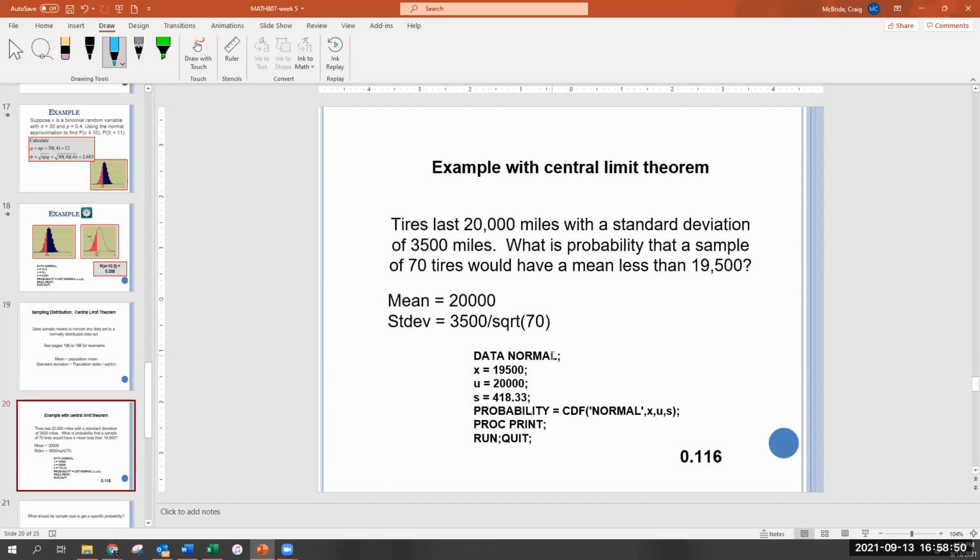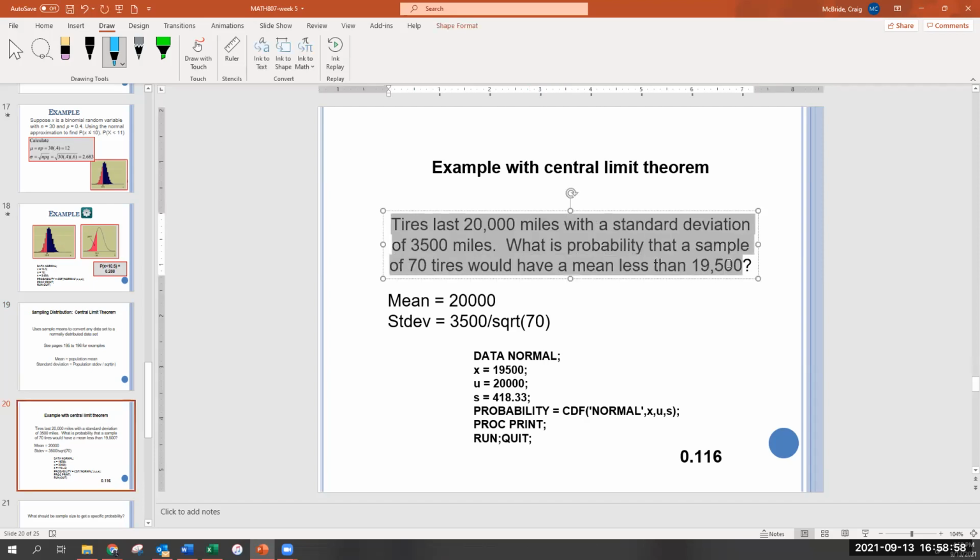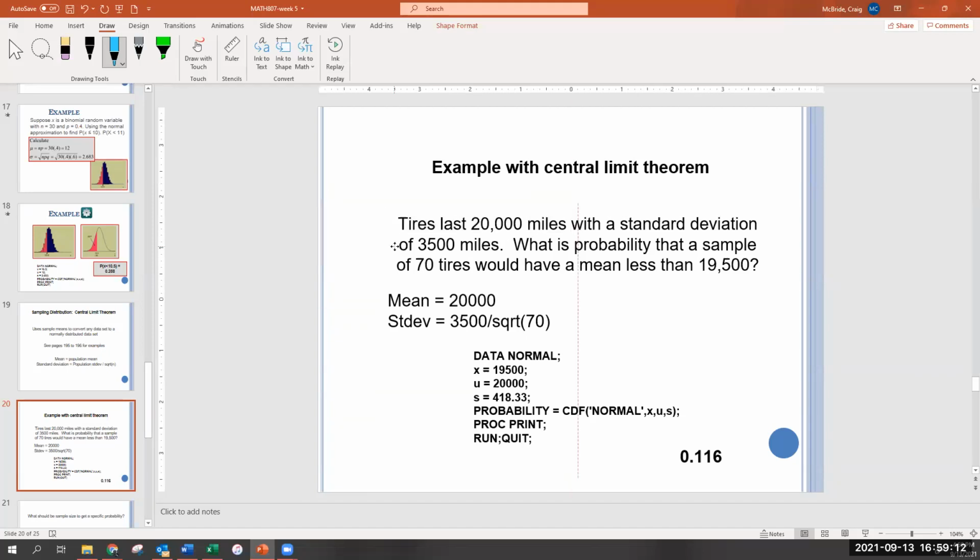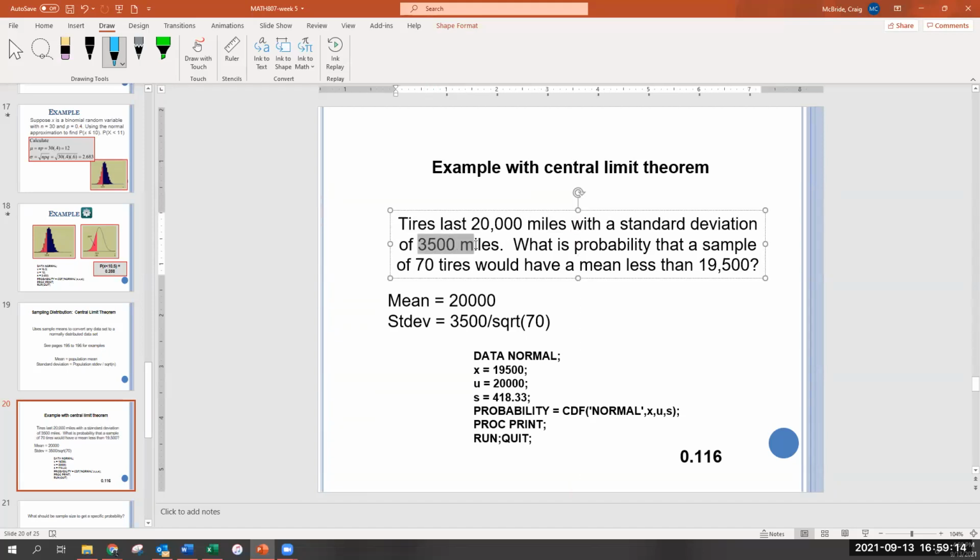And basically what that means is you just have to take your standard deviation and divide by the square root of how many things you're looking at. So for instance, this example will make what I just said, which was a terrible way of explaining, a lot more clear. They say that on average, tires last 20,000 miles and they have a standard deviation of 3,500 miles.